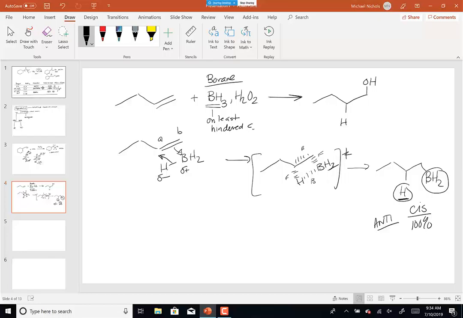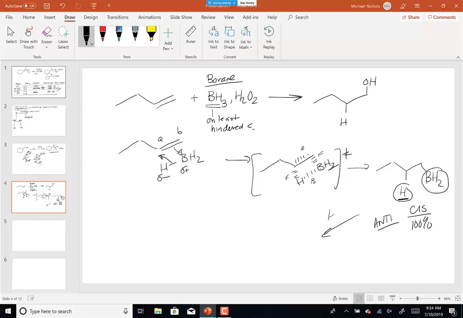Now all I have to do is figure out how to replace that BH2 with an OH, where the OH ends up in exactly the same position as the BH2. And that's where the hydrogen peroxide comes in. And that mechanism, I'm not going to go over. I'd have to make something up. But the peroxide now comes in.